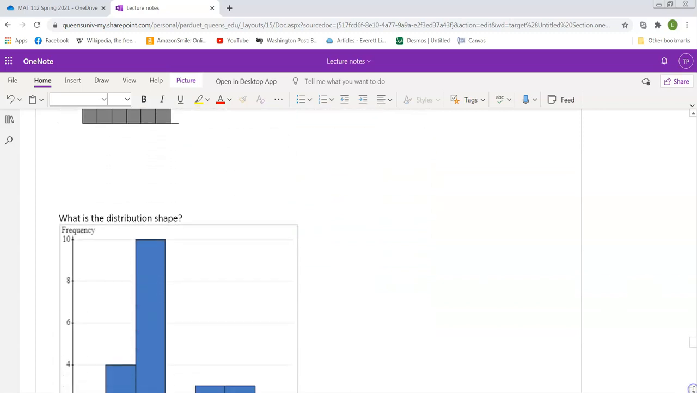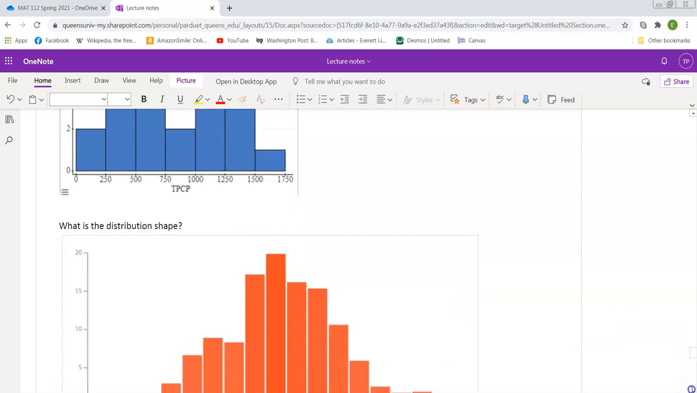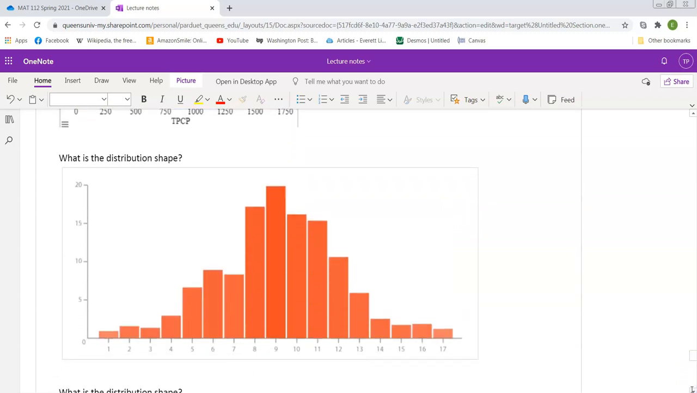Let's look at some other ones, though. What about this one here? I would say this one is also skewed to the right. I mean, it's not perfect, but it looks skewed to the right to me. This one is almost a perfect bell shape. If this bar here were a little bit higher, except for this bar, it's almost a perfect bell shape. So I would say that one's bell-shaped.